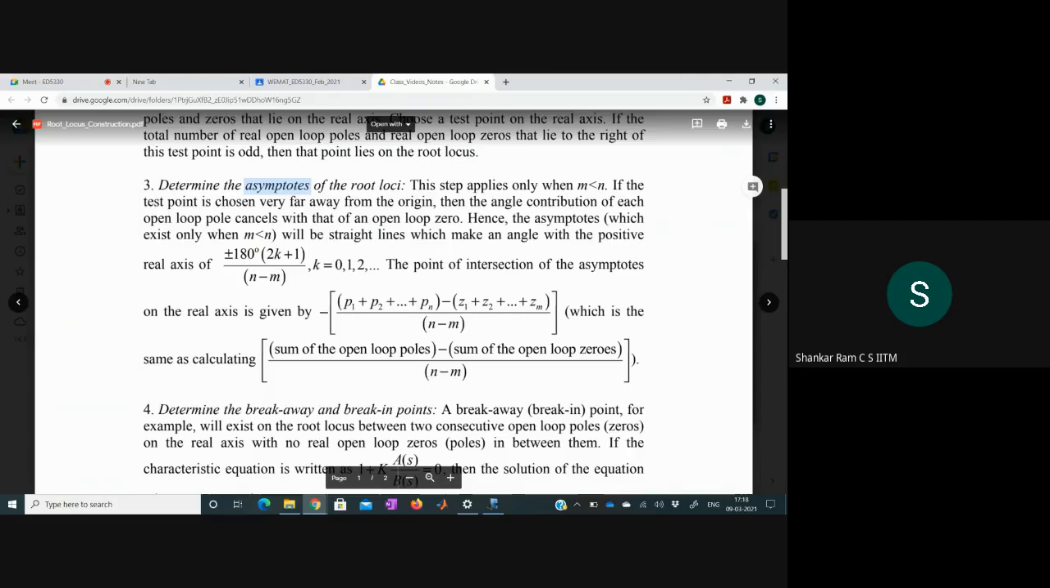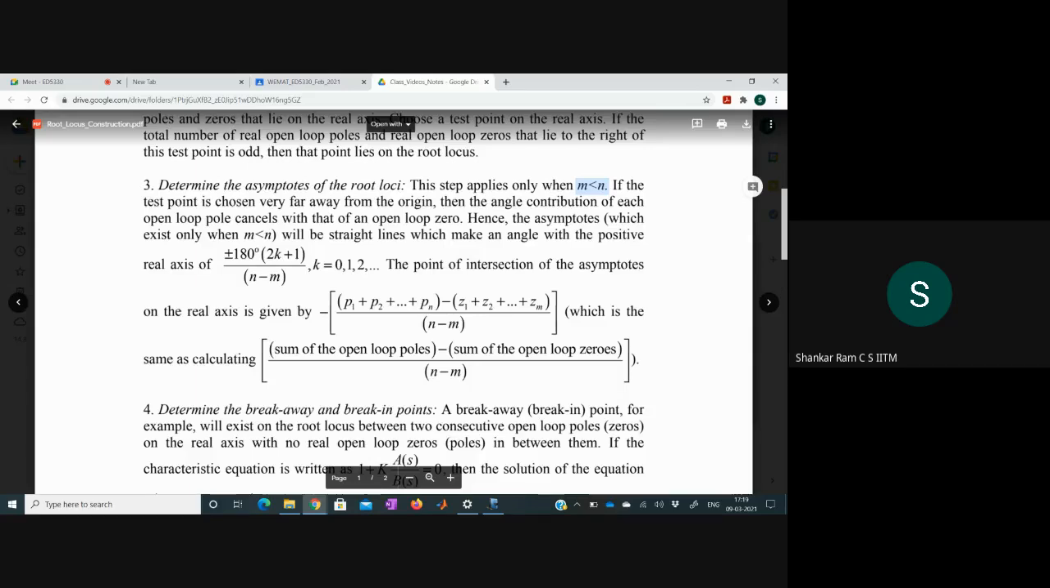This step applies only when m is less than n. Please note that a root locus will have n branches, and each branch will start from an open loop pole. There are n open loop poles, and consequently n closed loop poles. If there are m open loop zeros, and m is less than n, then out of the n branches, m branches will terminate at an open loop zero. The remaining n minus m branches will go to infinity along the asymptotes. In the example that we are doing, the value of n is 2 and the value of m is 0, so certainly we are going to have asymptotes.